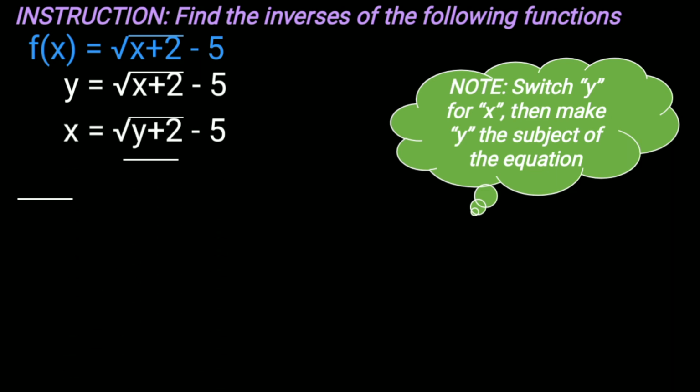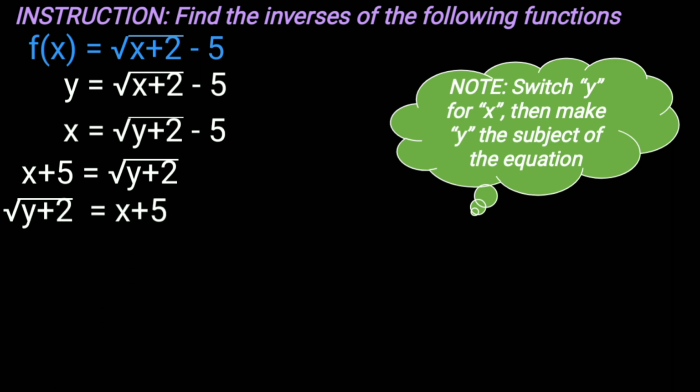So if y equal to square root of x plus 2 minus 5, we want to switch y for x. So y will become x, and this becomes x equal to square root of y plus 2 minus 5. If you check very well, you will see that y has become x and x has become y. So we want to move 5 to the other side of the equality sign, and that becomes x plus 5 equal to square root of y plus 2.